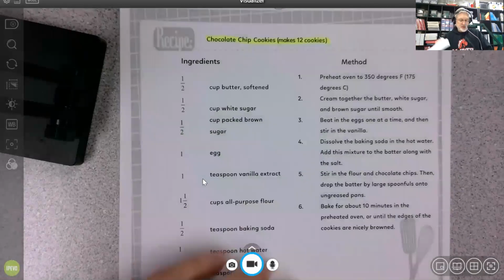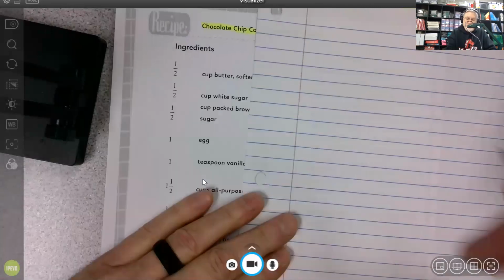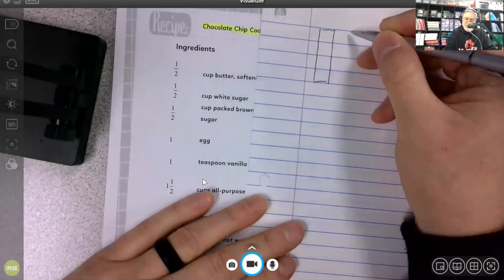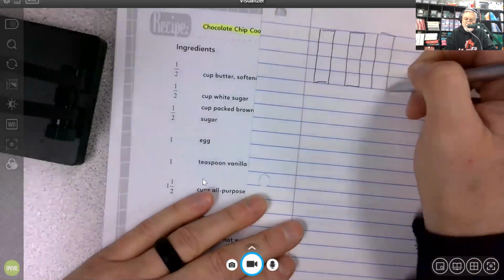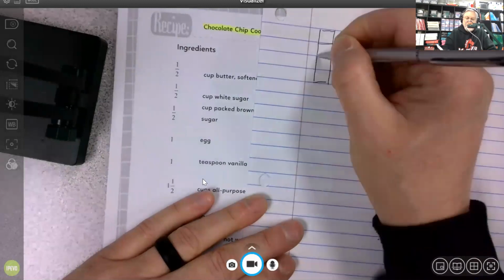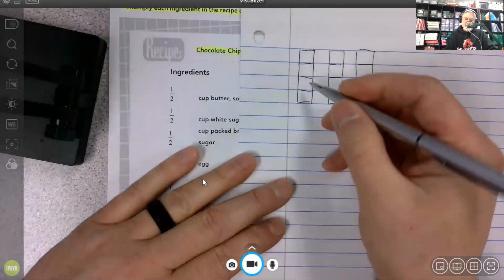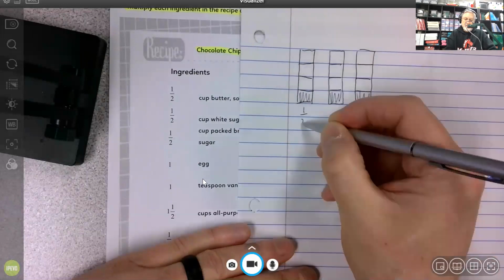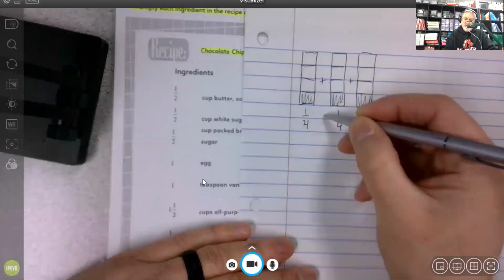Let's do 1/4. So I want to have 1/4 3 times. It's nice when I use line paper. I can just use the lines of the paper. So I'm going to have 1/4, 1/4, and 1/4. So that's 1/4, 1/4, 1/4, 3 times, or repeated addition.